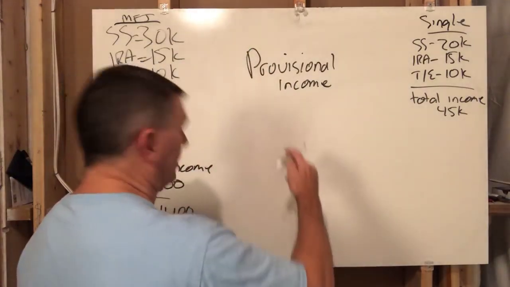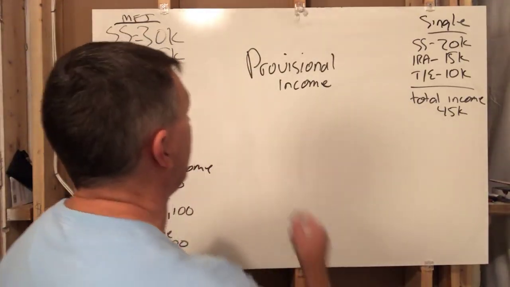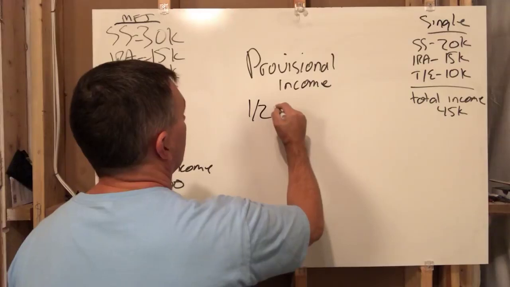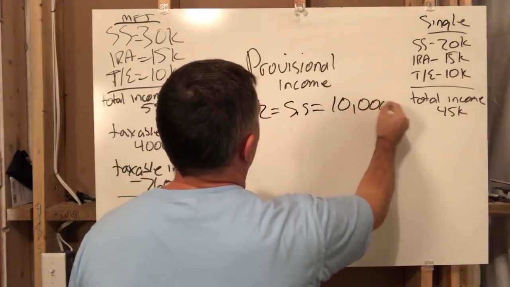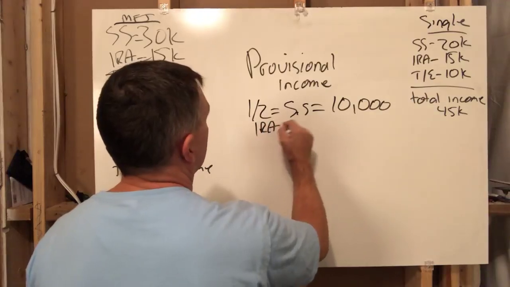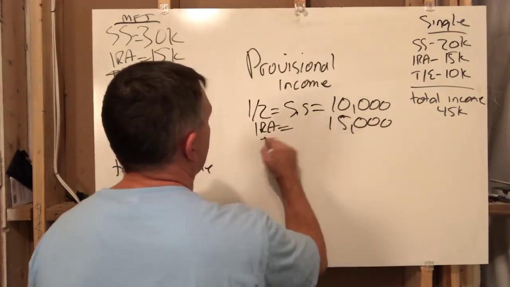All right, so provisional income. What we have to do is figure out what Miss Smith's provisional income is. So we take half of Social Security, which in this case is $10,000. We add IRA, which in this case is $15,000. And then we have tax-exempt interest.